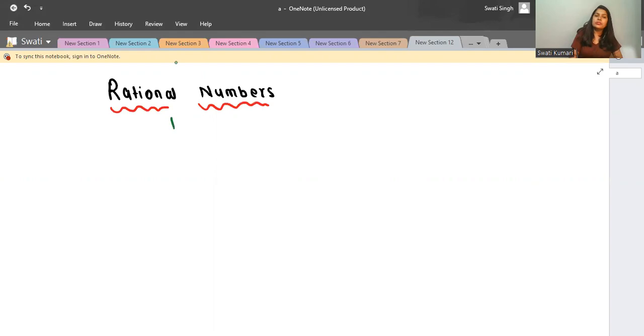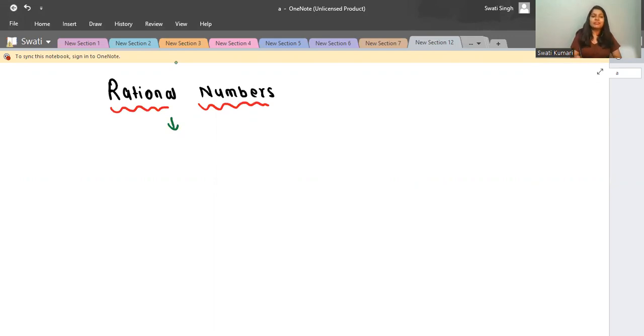So what are rational numbers? Any number which you can write in the form of P by Q, where P and Q both are integers and P and Q are co-primes, and the denominator, of course, cannot be equal to 0, is called a rational number. Now, what is the meaning of co-prime? If you are taking two numbers and the HCF, that is the highest common factor, comes 1, that means they are co-primes. That is how you can find whether two numbers are co-primes or not.